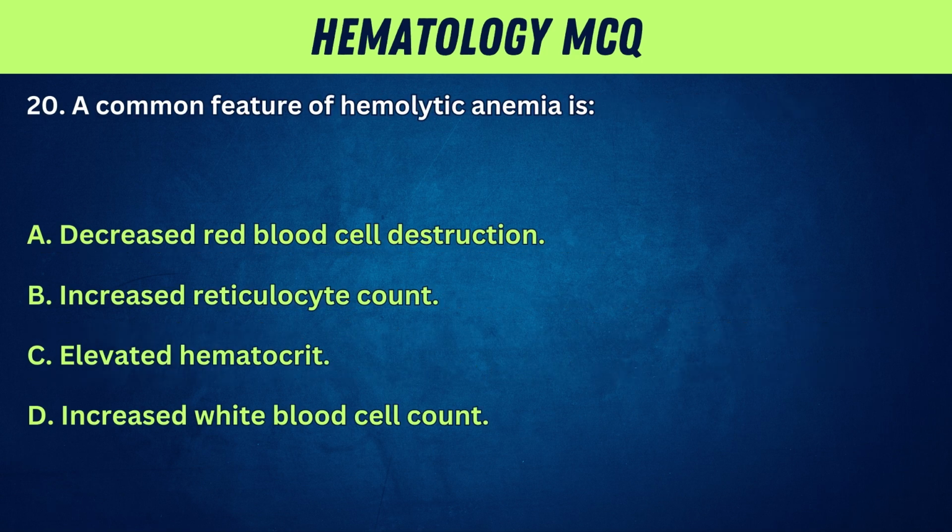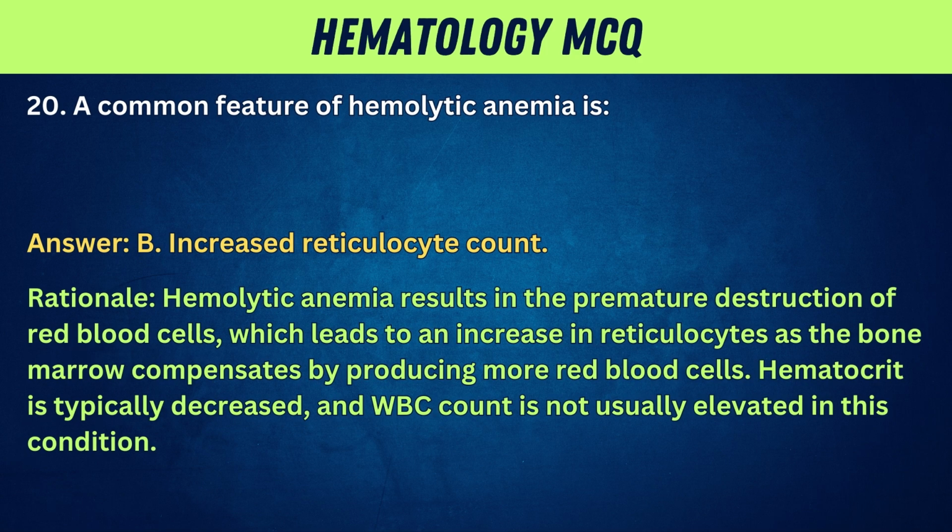20. A common feature of hemolytic anemia is A. Decreased red blood cell destruction. B. Increased reticulocyte count. C. Elevated hematocrit. D. Increased white blood cell count. Answer: B. Increased reticulocyte count.